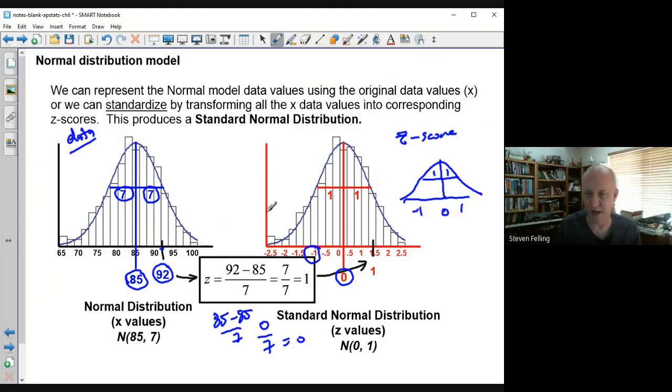So we go back and forth between these two things depending on what we're trying to do. Sometimes we'll use the data, and sometimes we'll use the standardized data, which means to use the z-score. So in this case, we're doing a normal distribution with an actual specified mean and standard deviation. And for z-scores, we always have a mean of 0 and a standard deviation of 1. We'll see later why that's important and how it will be used.